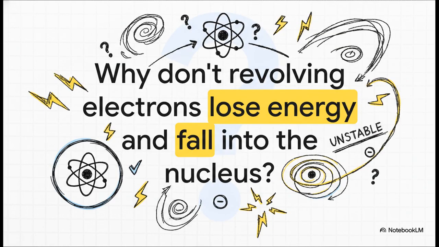But Rutherford's model had a major problem, a really big one. According to physics, any charged particle moving in a circle should lose energy and eventually spiral into the center. So his model suggested that atoms should be unstable and collapse. But we know that's not true. Atoms are very stable. This was a huge question that his model could not answer. And this is a very common exam question, by the way.